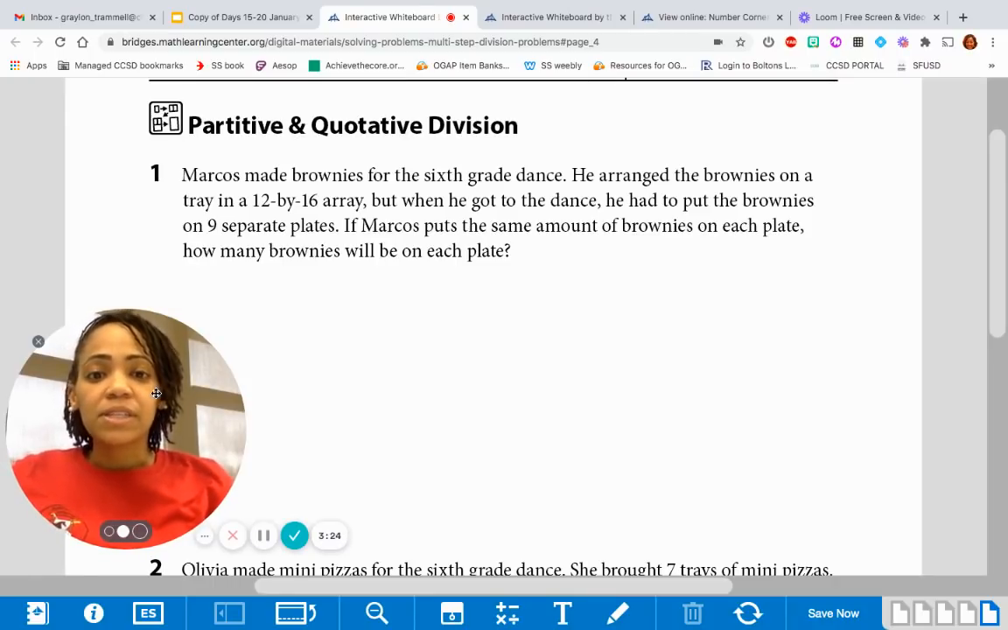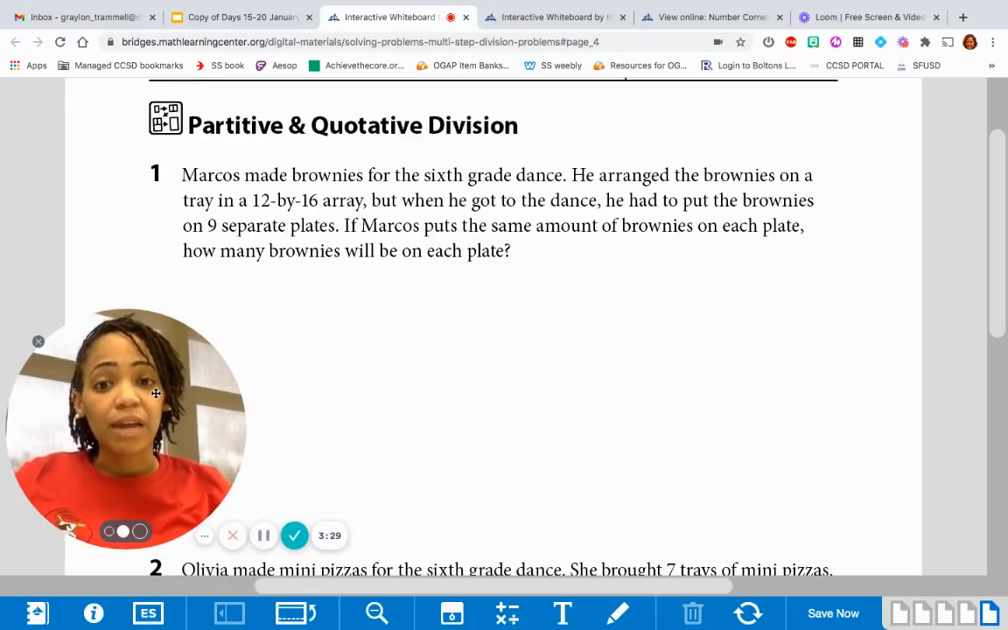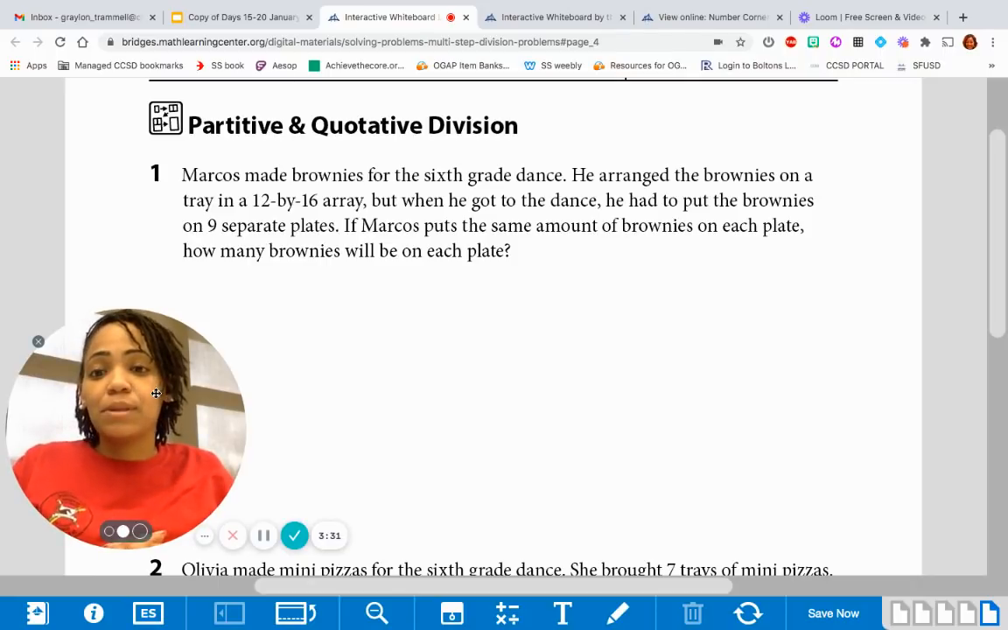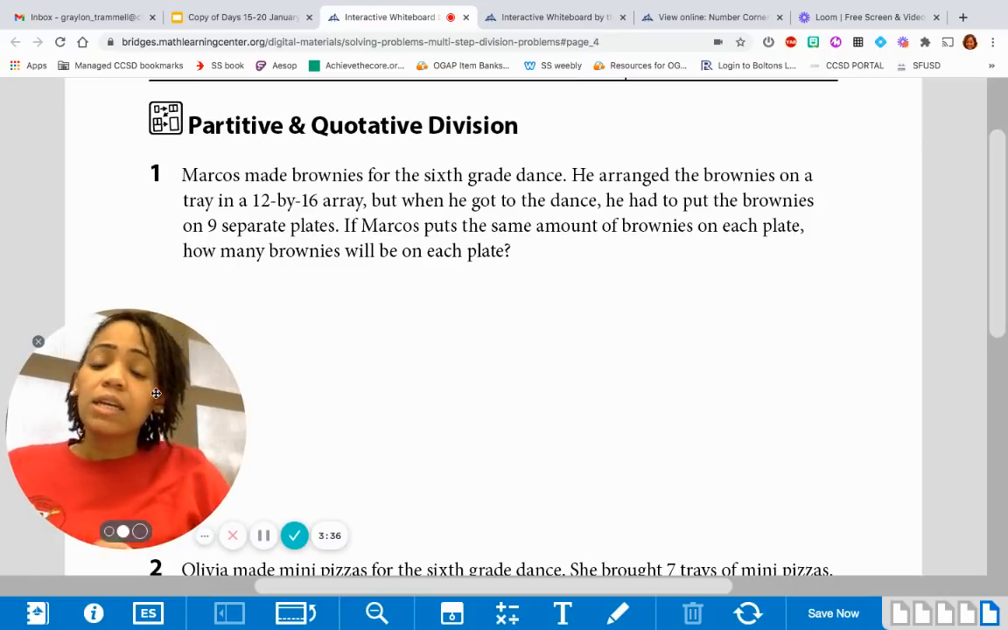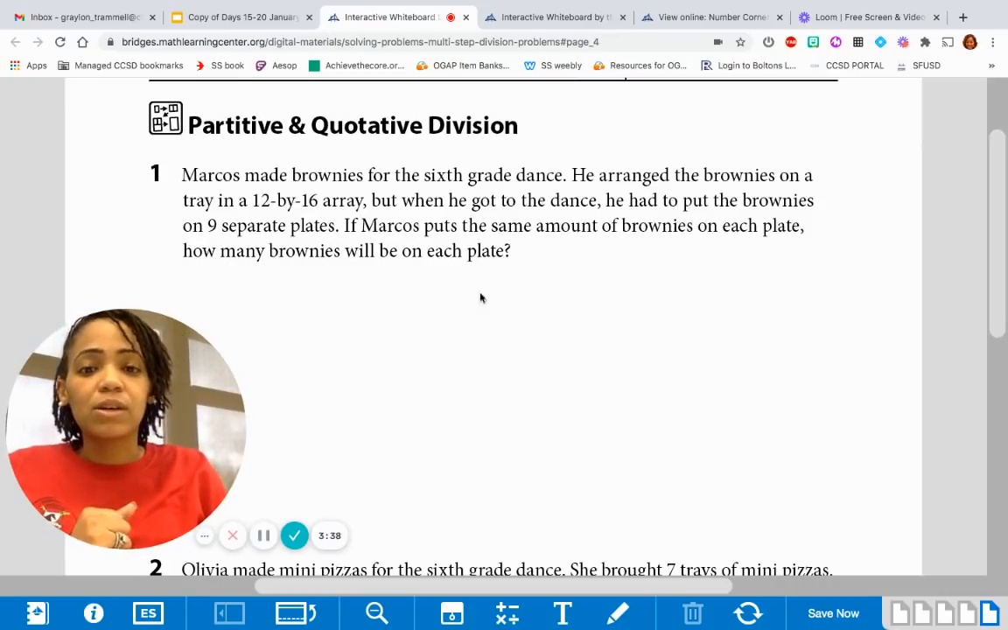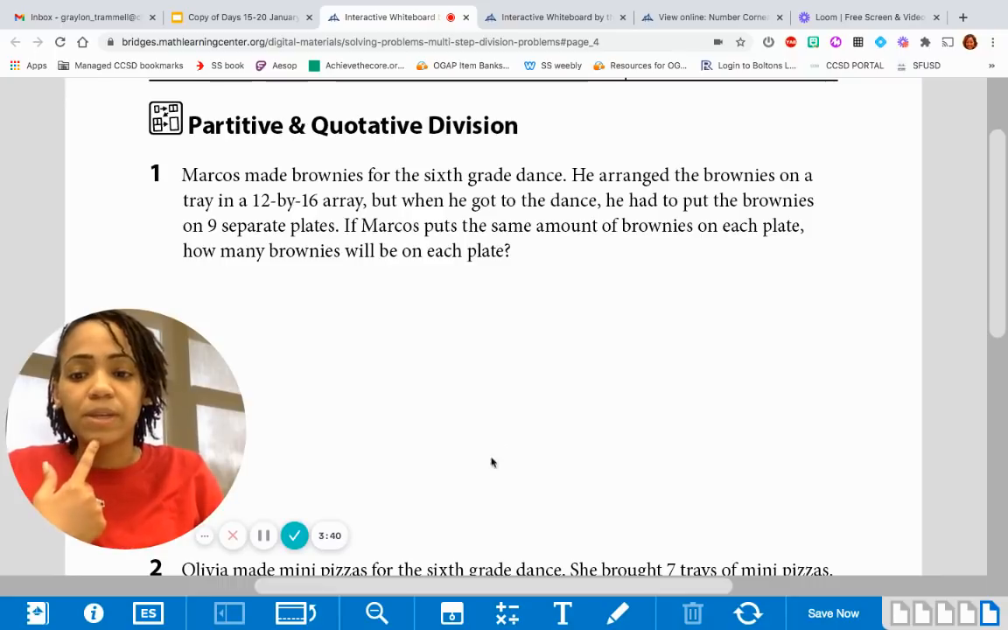Marcos made brownies for the 6th grade dance. He arranged the brownies on a tray in a 12 by 16 array. But when he got to the dance, he had to put the brownies on 9 separate trays, 9 separate plates. If Marcos puts the same amount of brownies on each plate, how many brownies will be on the plate?